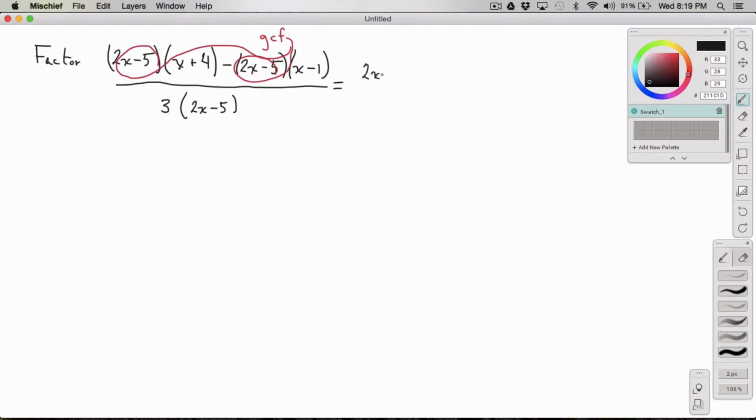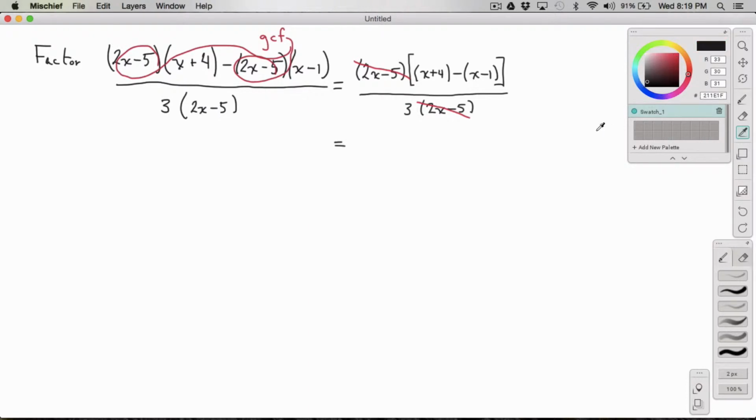I'm going to factor out the 2x minus 5, that in parentheses. Then I'm going to use brackets for the sake of clarity. When I do that, I have left an x plus 4 minus an x minus 1. That whole quantity is still divided by 3 times 2x minus 5. Now I can simply cancel out the 2x minus 5. So let's do that. We cancel out the 2x minus 5s, and that'll make the problem a little bit cleaner as we proceed.